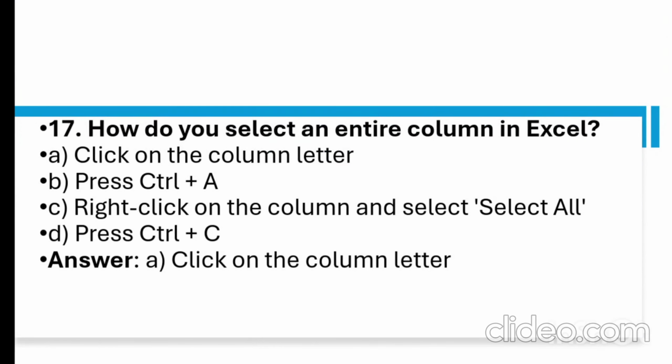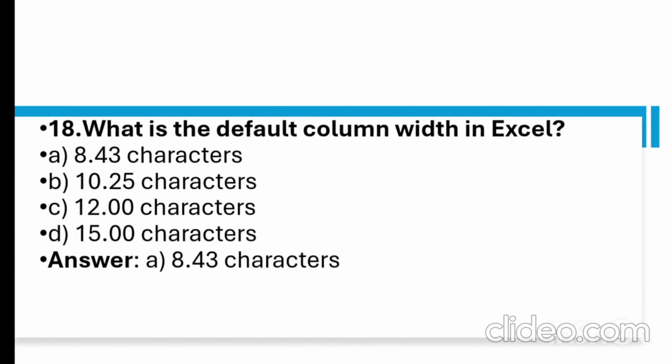Question number 17. How do you select an entire column in Excel? Options are A. Click on the column letter, B. Press Ctrl plus A, C. Right click on the column and select all, or D. Press Ctrl plus C. So the correct answer is option A. Click on the column letter.